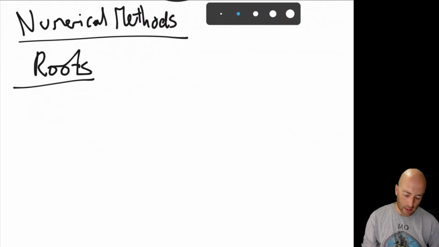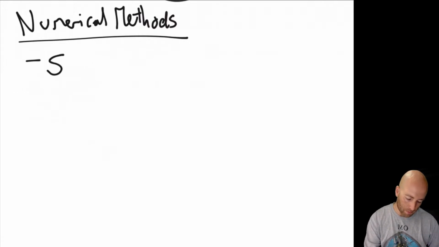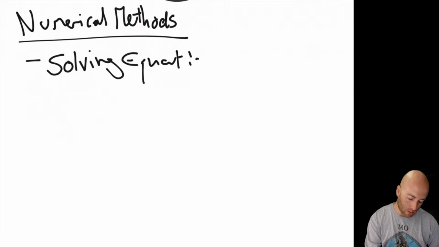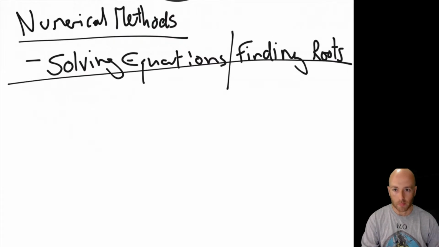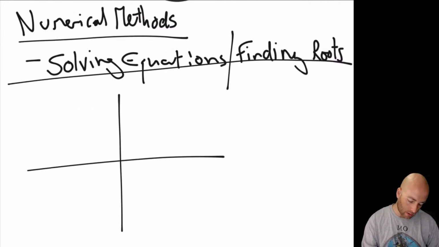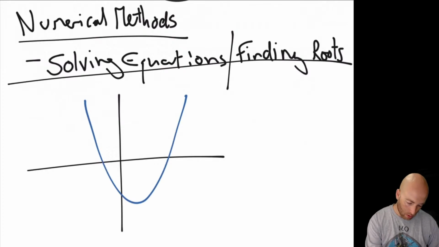So the first one we're looking at is, well, all of the topics here, we're trying to find roots. So numerical methods, all of this stuff we're looking at is solving equations / finding roots. And the first method we're going to look at for that is if we imagine a quadratic. Let's say there's a root between A and B.